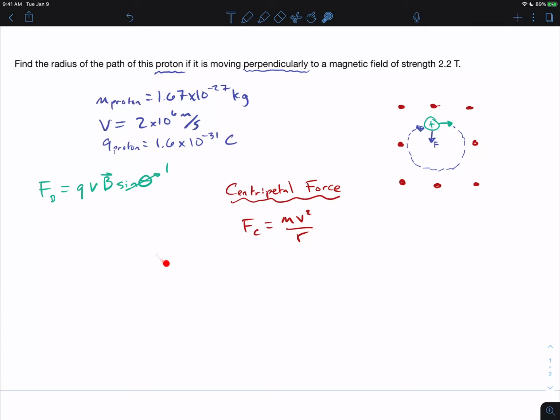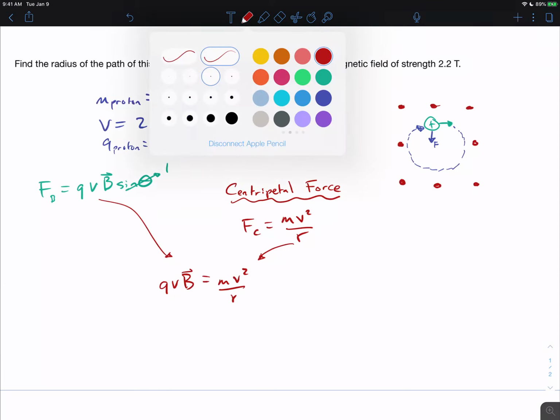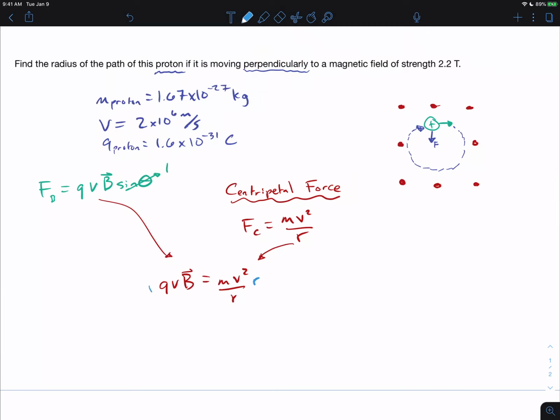So we can just bring these guys together, okay, and set them equal to each other. So we have QVB is equal to mv squared over r. So if I want to find the radius of this path now, all I need to do is solve for r. So very simply, let's go ahead and do that right now. So let's multiply both sides by r. Go ahead and get rid of this. And then let's go ahead and divide both sides by QVB. Okay, 1 over QVB. So this will cancel on this side.